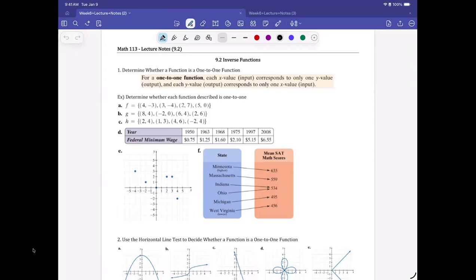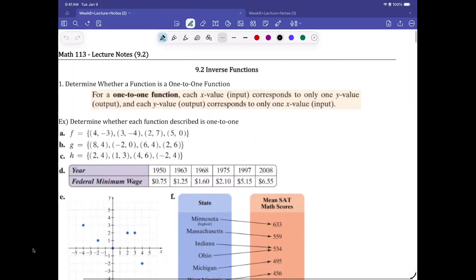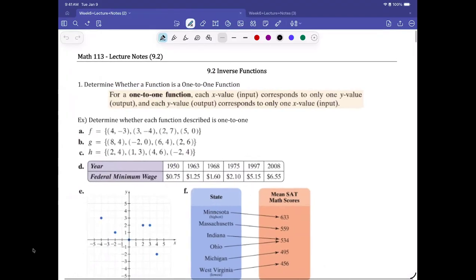Okay, so let's talk about 9.2. Let's talk about inverse. Inverse is very easy. Just change x and y. In an ordered pair, we use the x value and the y value, right? The inverse is y, comma, x. That's the inverse function. So before we talk about the inverse function, let's talk about 1-to-1.